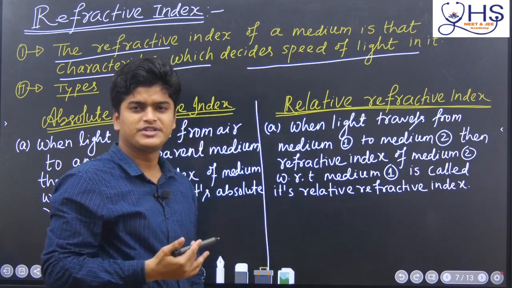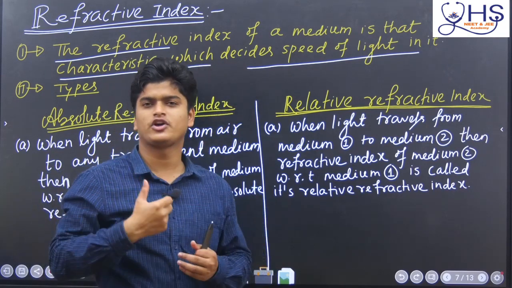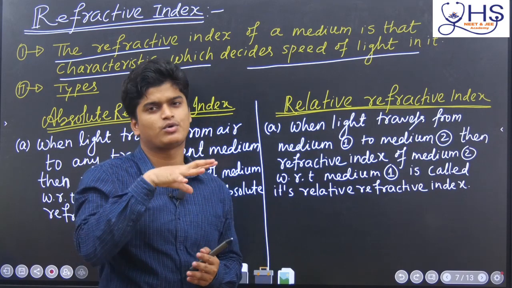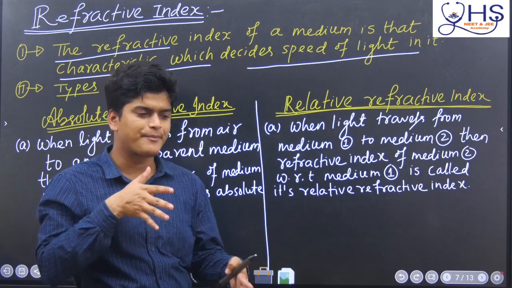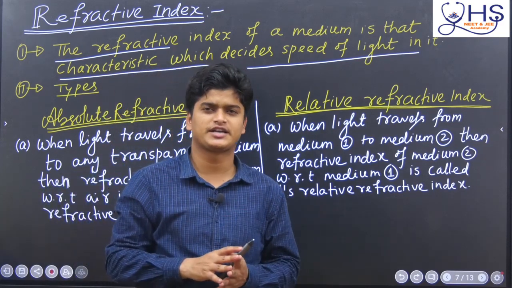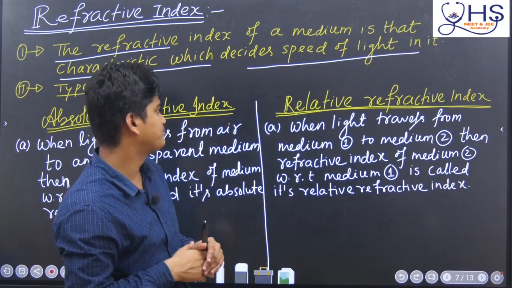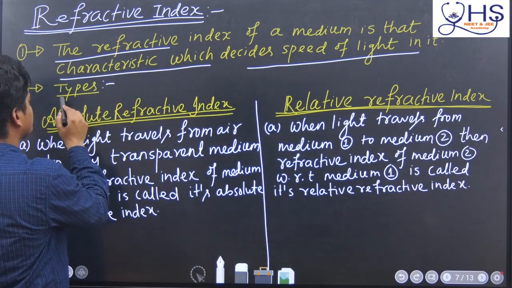So there are many material media we have. Suppose we want to study optics, we need to understand what the refractive index of that medium is. Accordingly, you can understand what is happening to light: whether light speed is increasing or decreasing, and how much speed it has inside that medium. So this type of idea you can have.